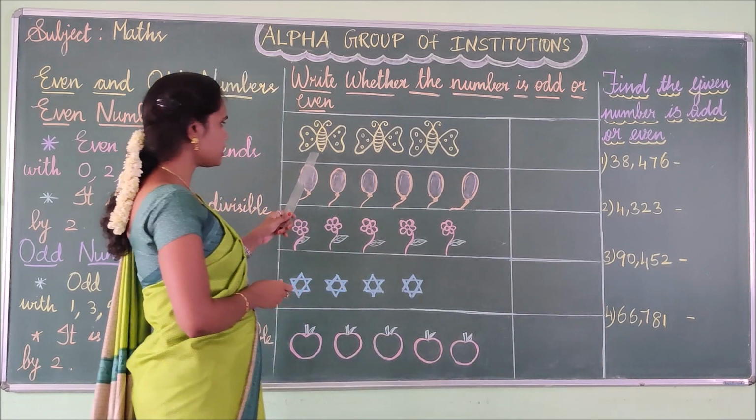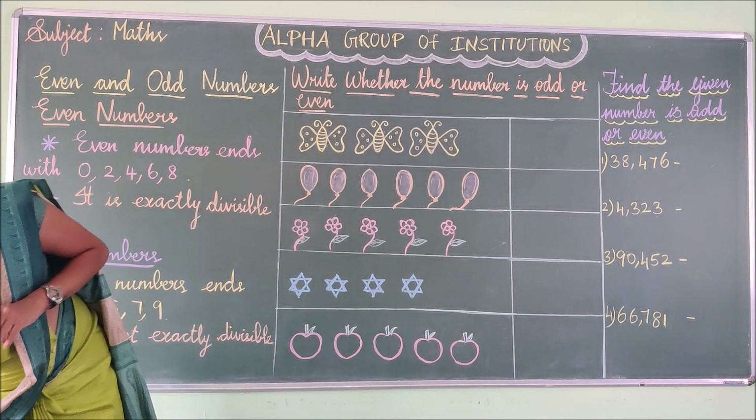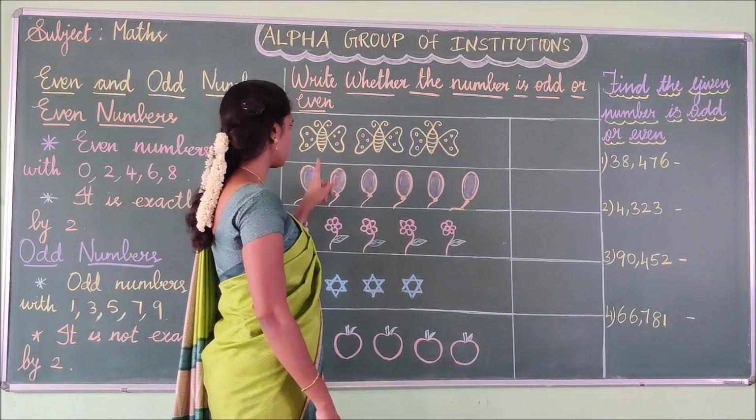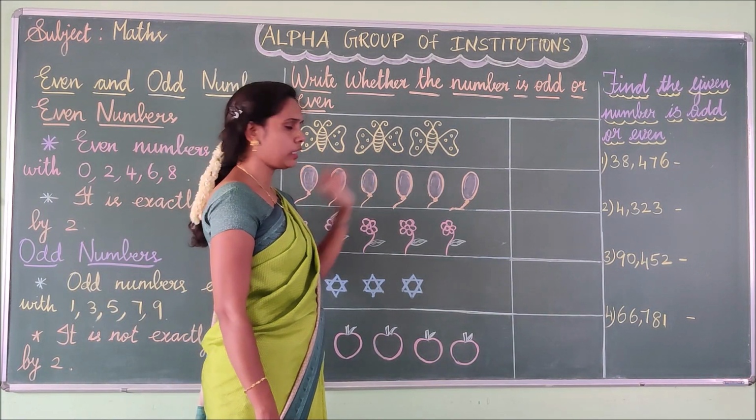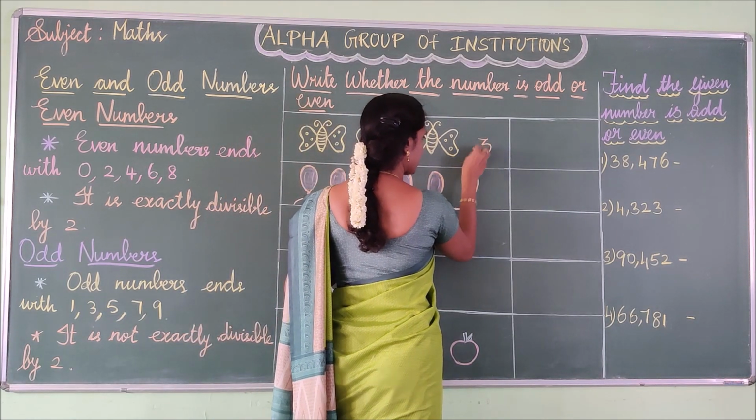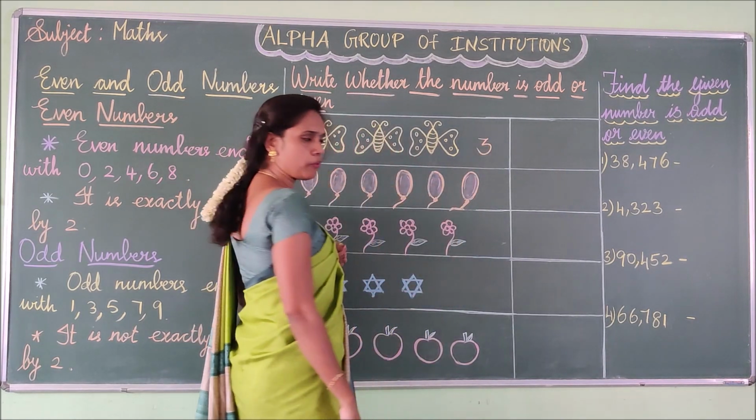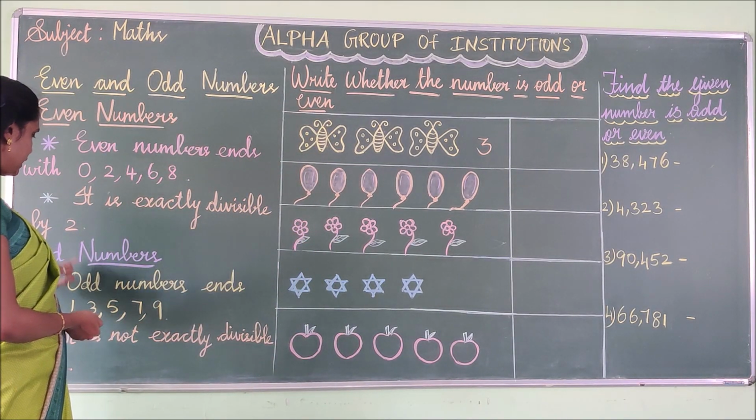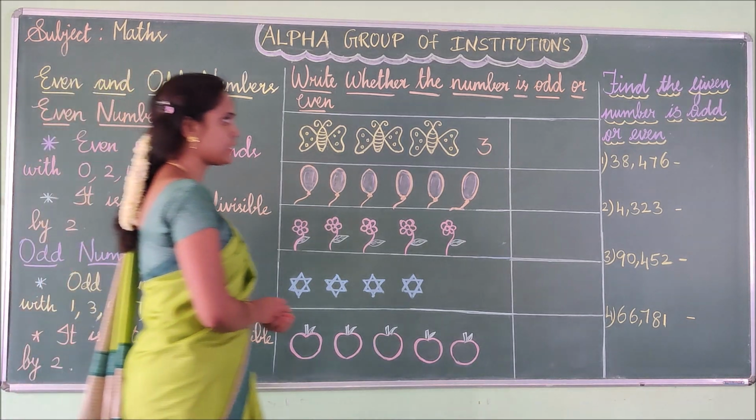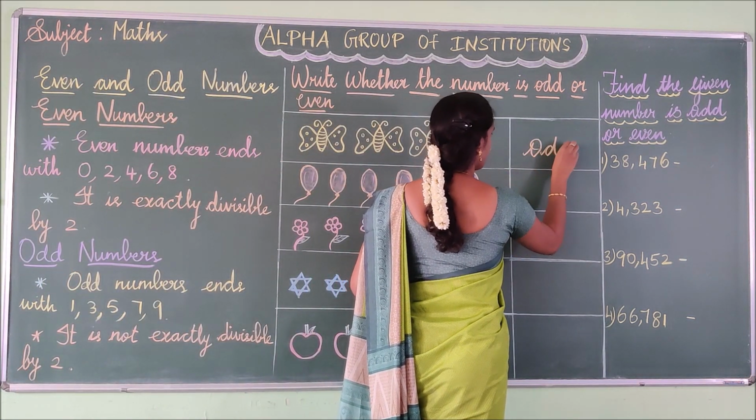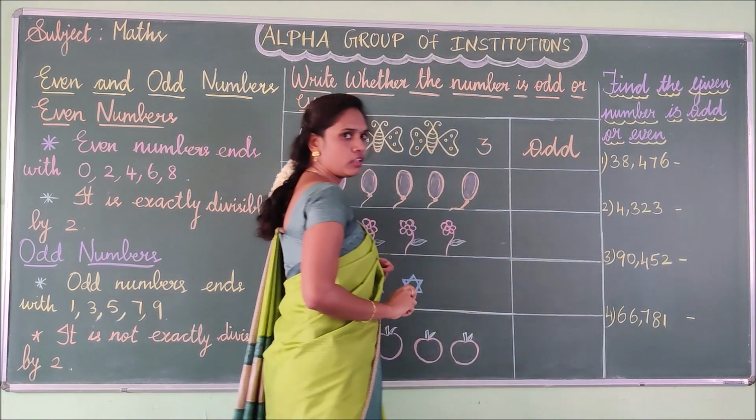What is this first one? Butterflies, right? Yes, very good. We are going to count them. 1, 2, 3. How many butterflies are there? 3 butterflies. Is 3 an even number or an odd number? See here, 3 comes under odd numbers. So 3 is odd. You have to write here odd. This is an odd number.